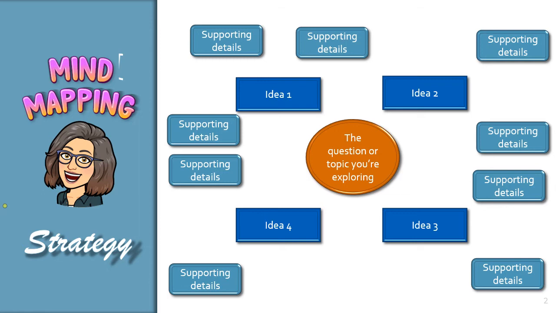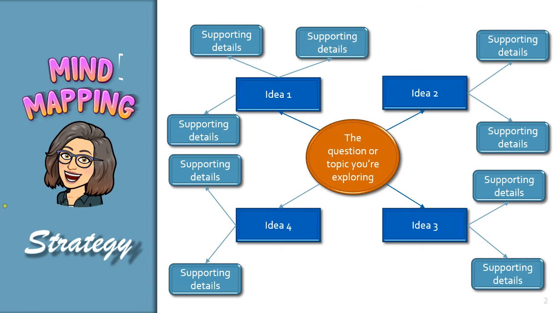Now that you've got your supporting details, this is where you start thinking about the patterns. You'll start grouping your bubbles together. So you'll draw arrows between the main ideas and how they connect to the topic you're exploring, and how the supporting details are connected with each idea.